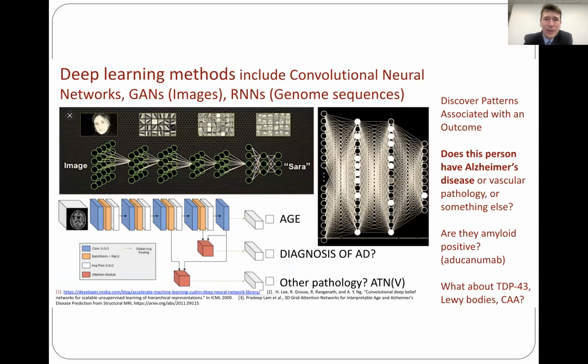Some of the methods we use include convolutional neural networks, generative adversarial networks, which are really terrific for working with images, and also for genome sequences, recurrent neural networks. Many of you are familiar with these.